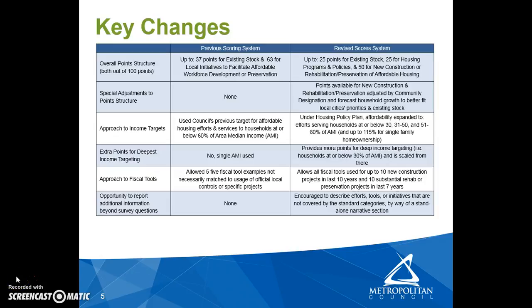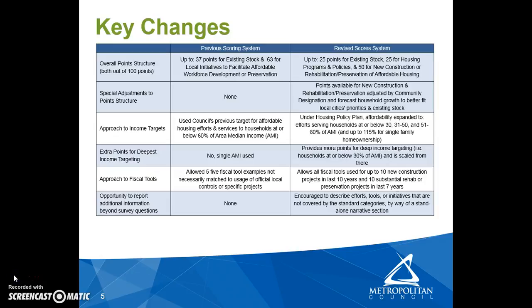The new guidelines also use a different approach to income targets. While the old guidelines used a single area median income, or AMI, threshold to identify affordable and market rate housing, the revised guidelines, in line with the 2040 Housing Policy Plan, assess affordability in 3 income bands: housing affordable to households earning 30% of AMI or below, housing affordable to households earning between 31 and 50% of AMI, housing affordable to households earning between 51 and 80%, and, for the purposes of the housing performance scores only, also including owner-occupied housing activity up to 115% of AMI.